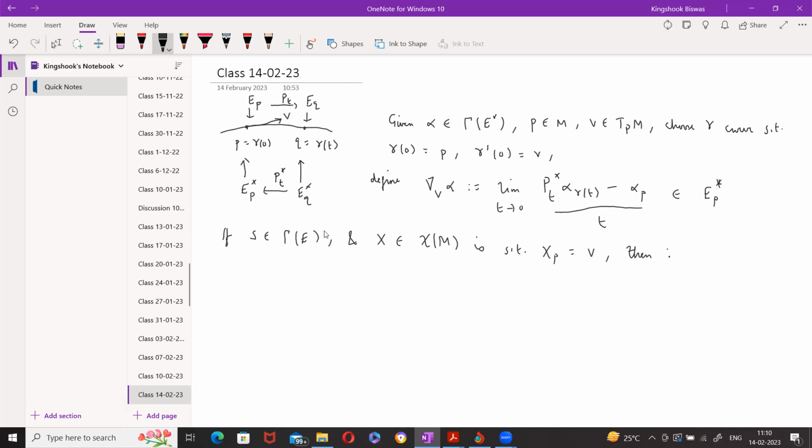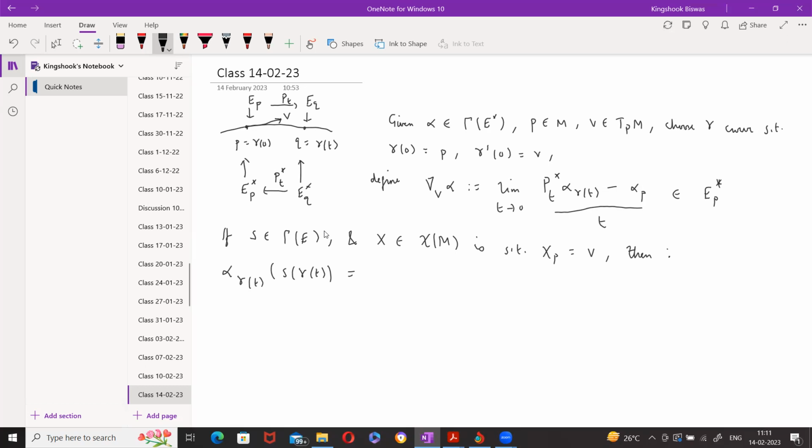then if I look at alpha at gamma t applied to S at gamma t, and I differentiate this with respect to t at t equal to 0, then I'll get X applied to alpha composed with S. Alpha composed with S is a function on M, so I can apply my vector field X to that function on M. That I'll get by differentiating this scalar function of t.